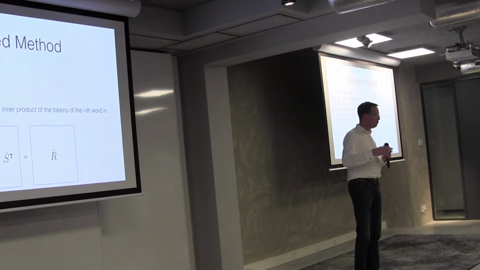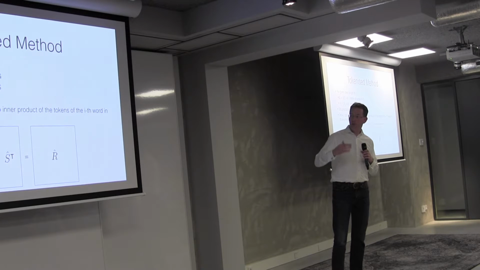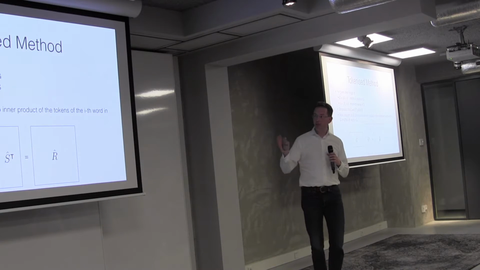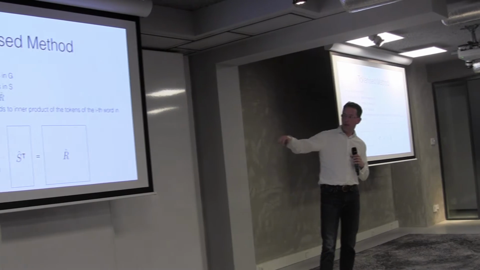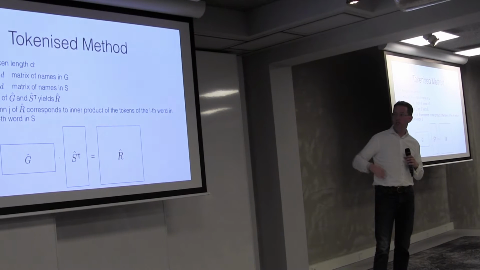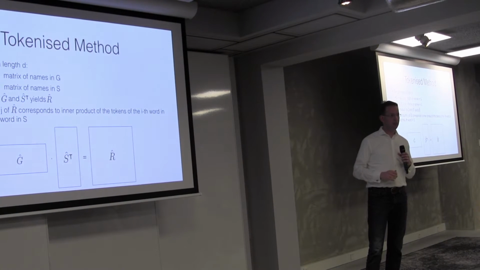So D is the number of words in the dictionary. So you would have 2 matrices here: a number of elements in G times D for the ground truth, and the number of elements in S times D for S. So they've been tokenized using the same tokenization function.